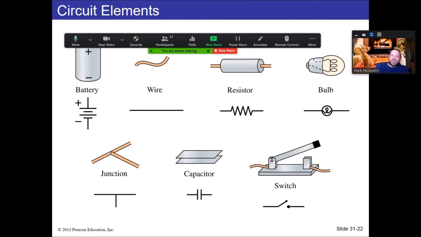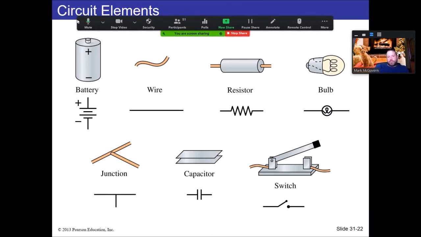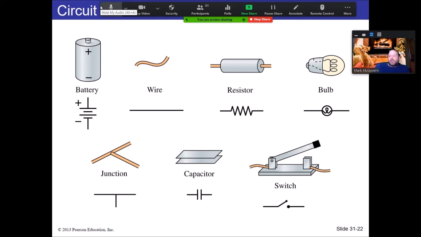Now, there's a lot of symbols that you're going to see to represent our circuit elements. This is a very standard way to show a power source, in particular a battery, having these four lines here, labeling positive and negative.